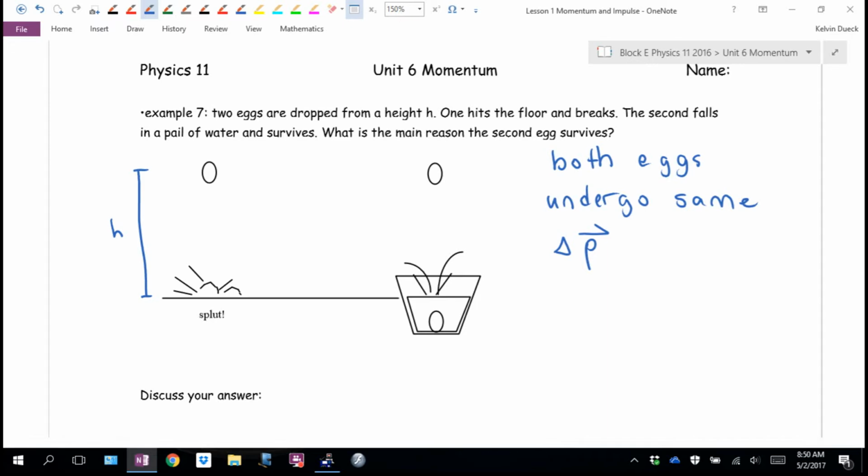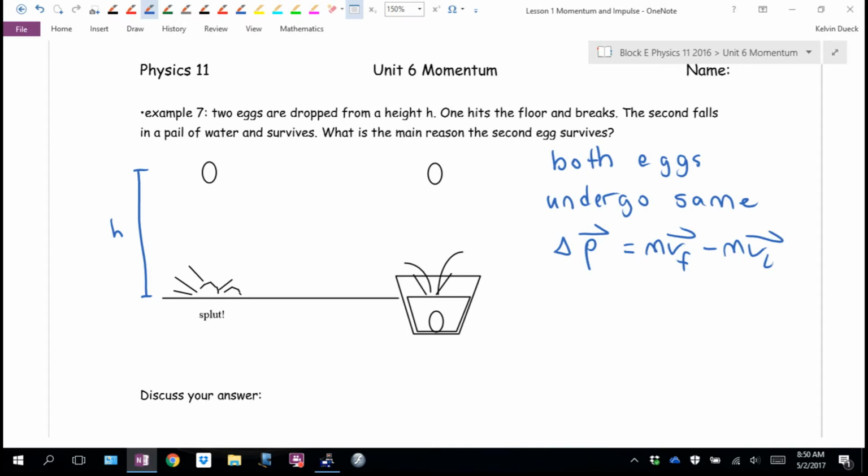Let me argue that with you. They both have the same mass. Let's pretend they're magically identical eggs. If we drop them from the same height, will they hit the ground at the same speed? Yes. And what would the final speed be for both of them? 0. So if the final speed and the initial speed and the mass are all the same, mv final minus mv initial, I'm going to argue, they both have the same change in momentum. Fancy word for change in momentum that begins with letter I? Okay, they both undergo the same impulse.